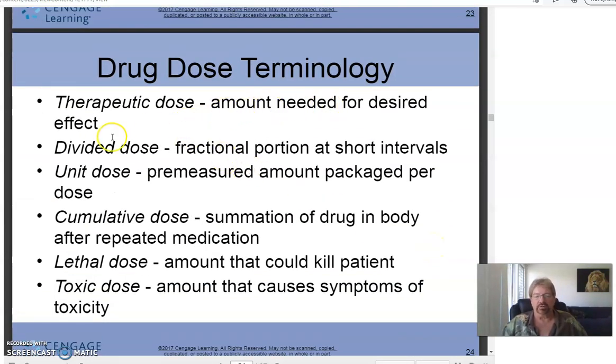Therapeutic dose, amount needed for desired effect. Divided dose, fractional portion at short intervals. The doctor might have you cut the pills into two. Cumulative dose, summation of drugs in body after repeated medication. Lethal dose, the amount that could kill you. Toxic dose, the amount that can cause symptoms of toxicity.